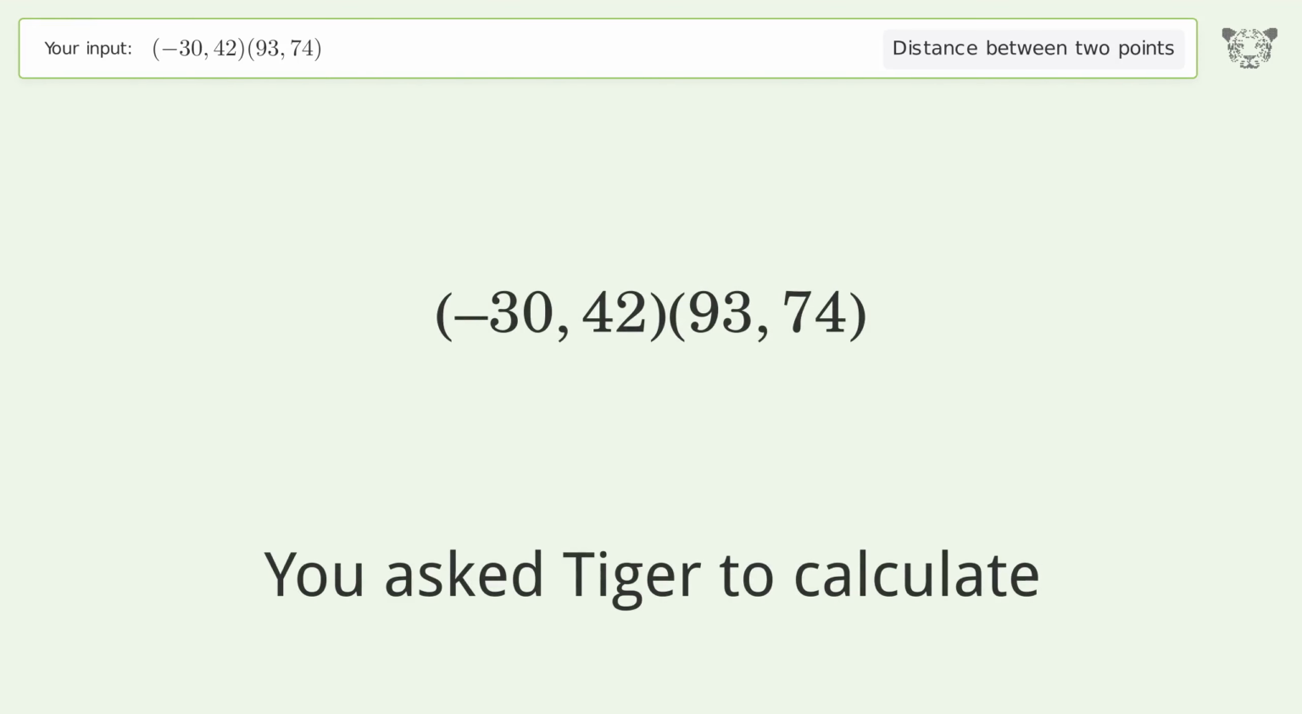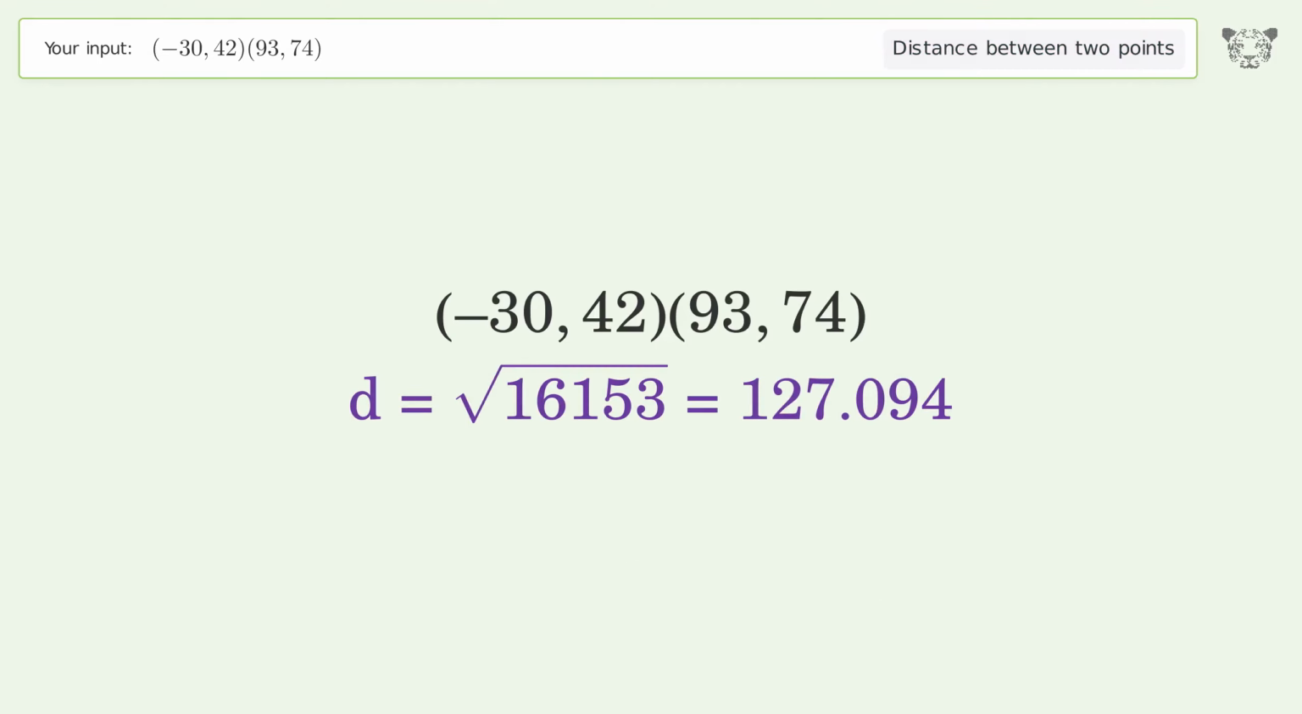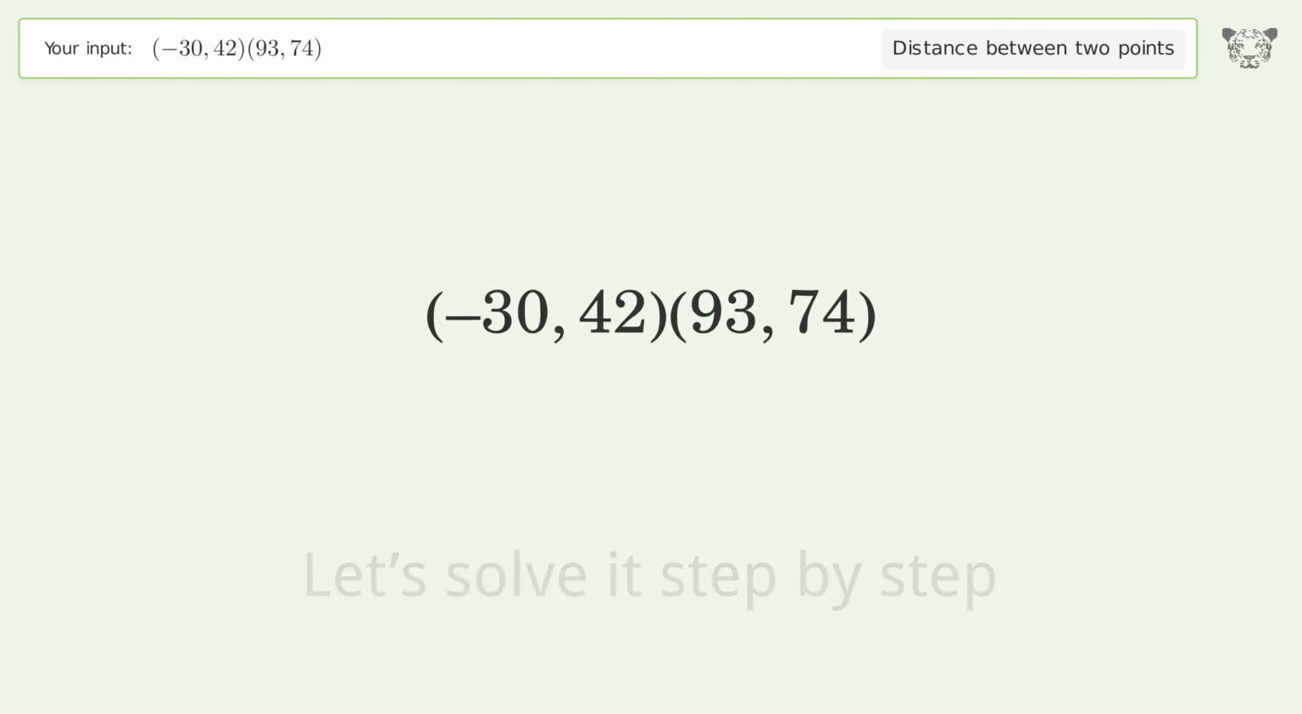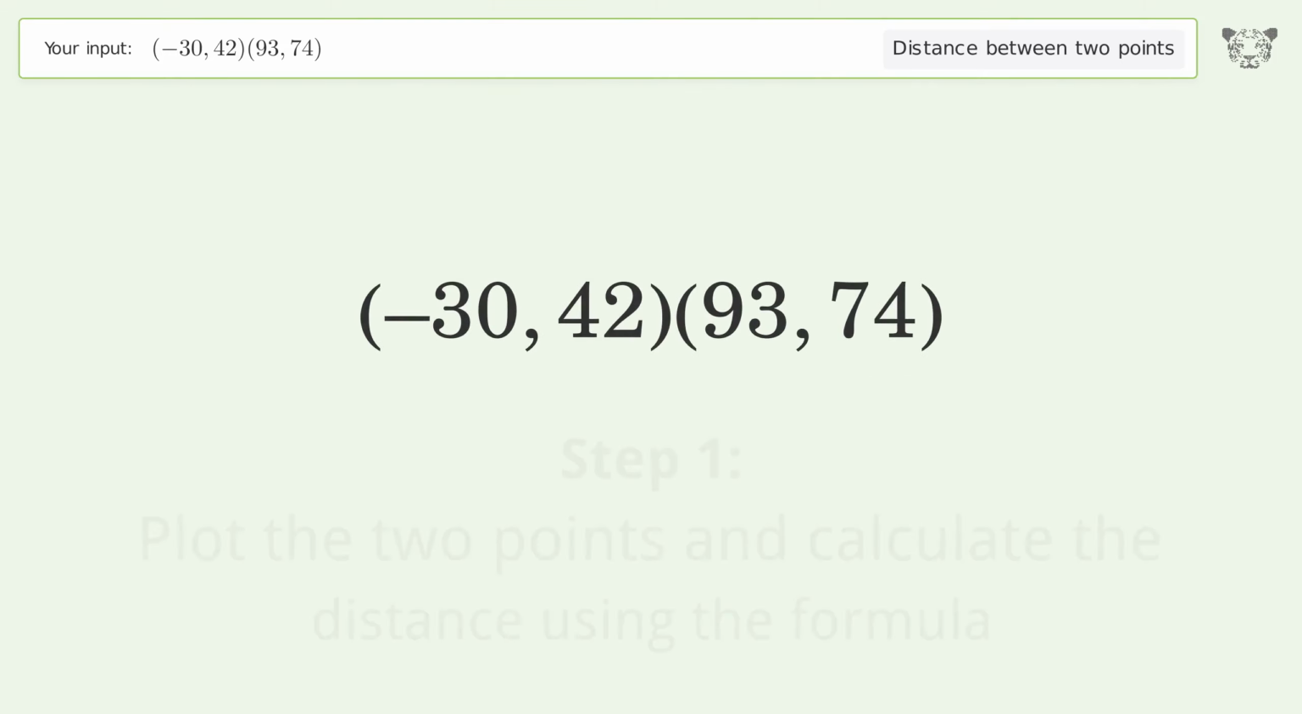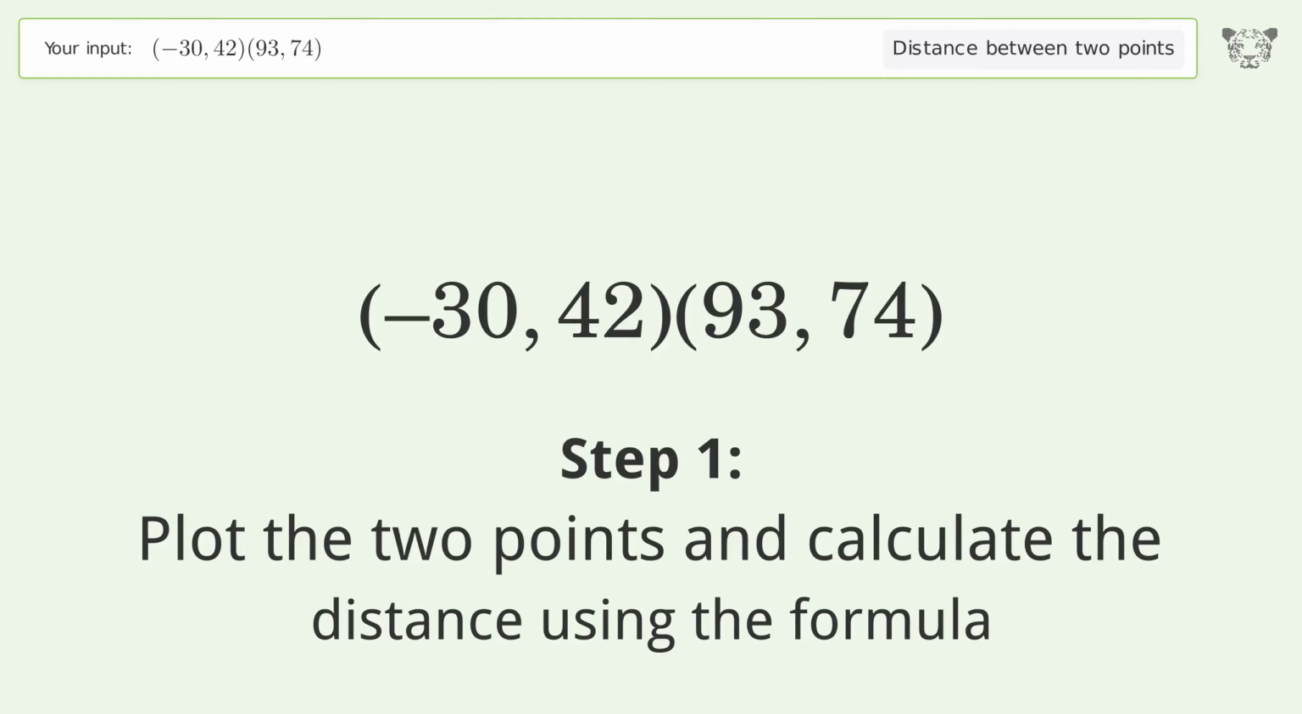You ask Tiger to calculate. This deals with the distance between 2 points. The distance between the 2 points is the square root of 16,153, or 127.094. Let's solve it step by step. Plot the 2 points and calculate the distance using the formula.